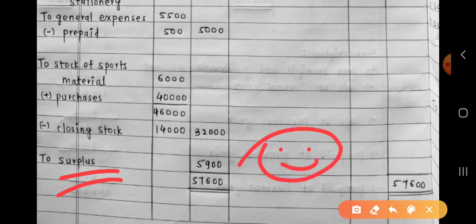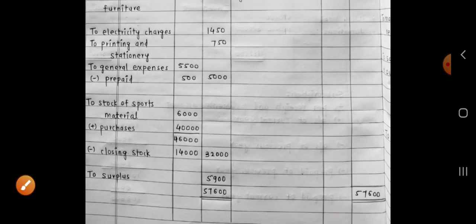But here we are not going to prepare the balance sheet. Even if we try to prepare it, we will not be in a position to prepare it perfectly, because all the necessary items which are useful to prepare the balance sheet are not given in the problem. So just prepare income and expenditure account and feel confident about it.